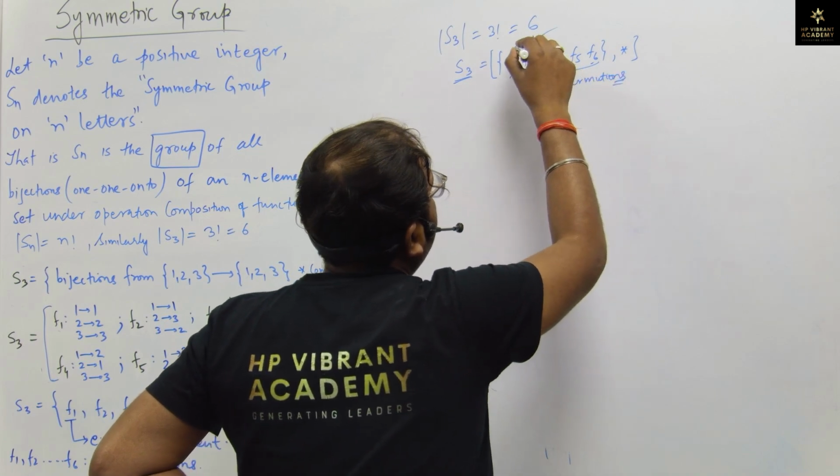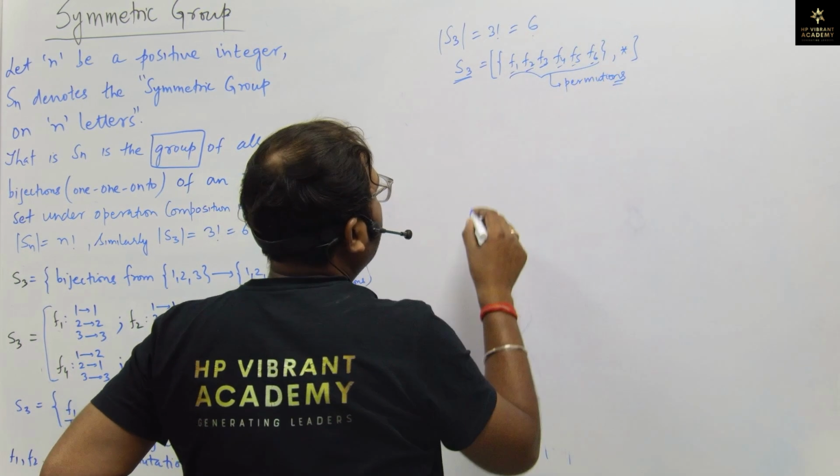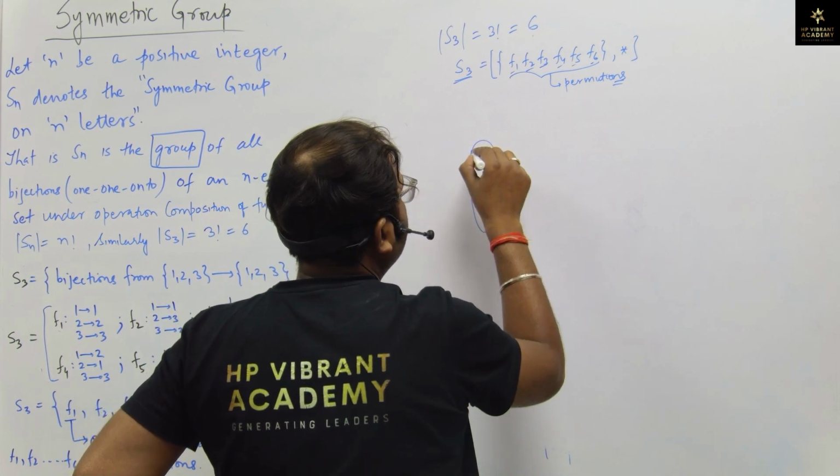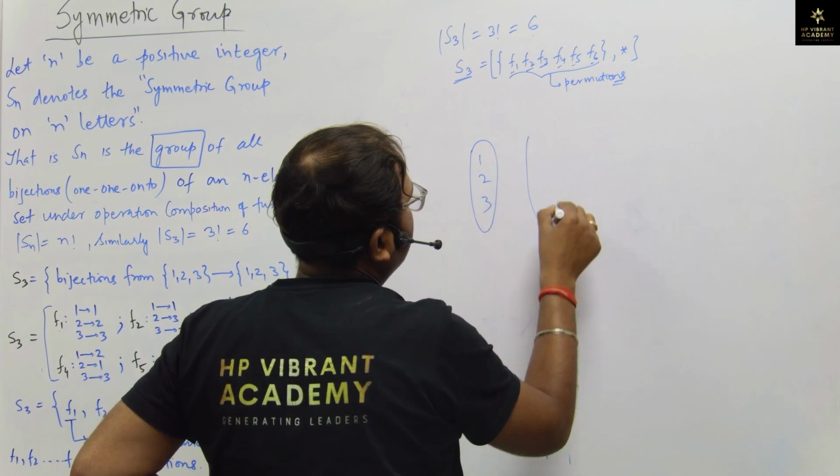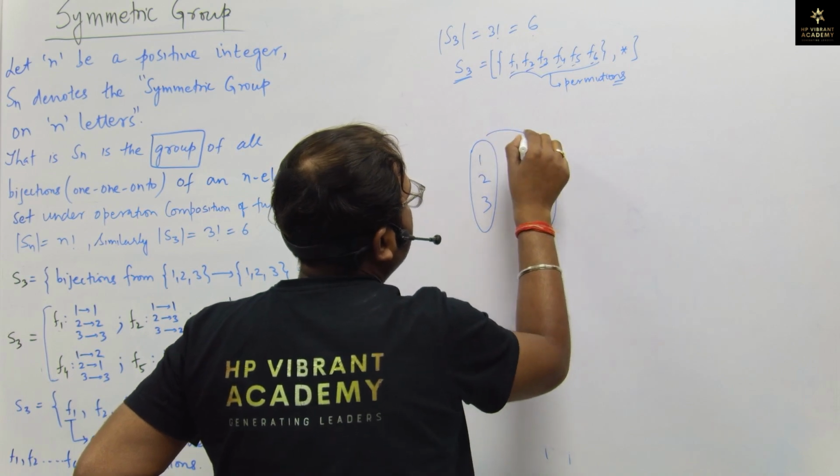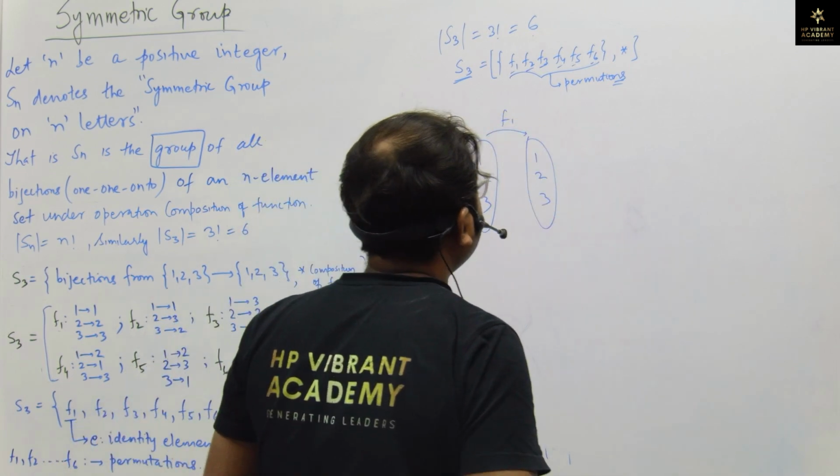Okay, so we have, let us draw the sets. So we have this as 1 2 3, this is 1 2 3. Let us name this as F1.